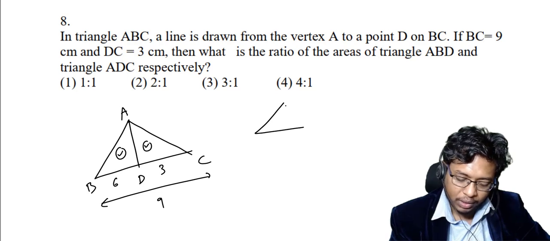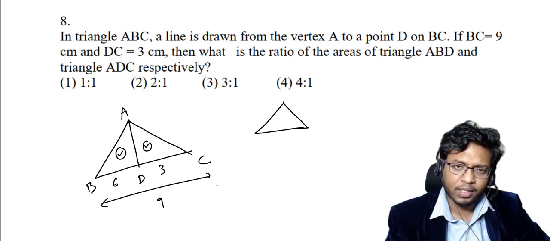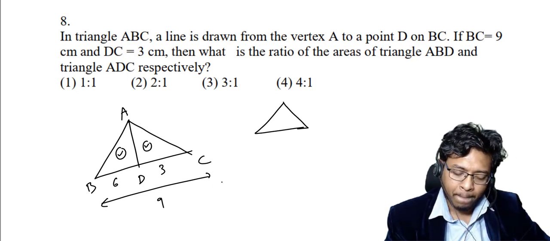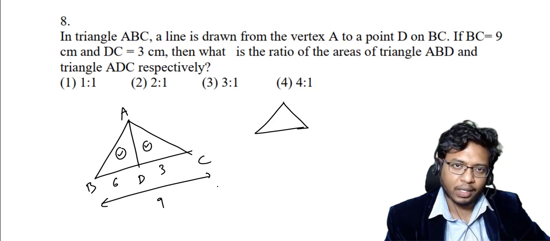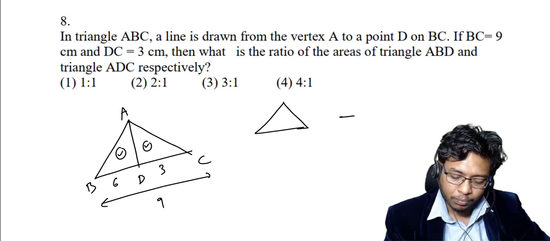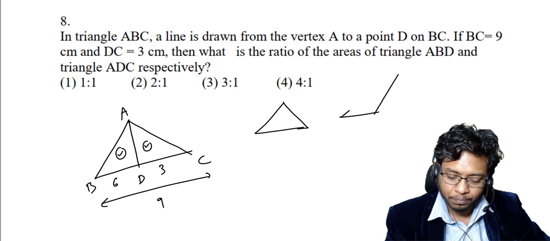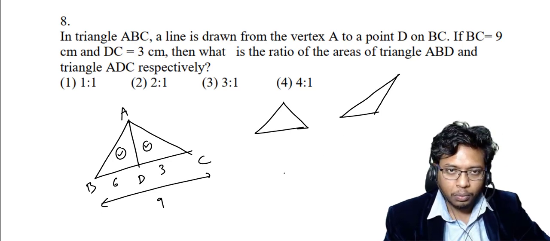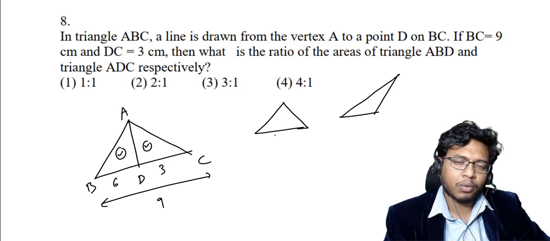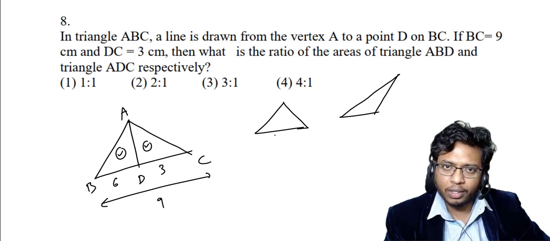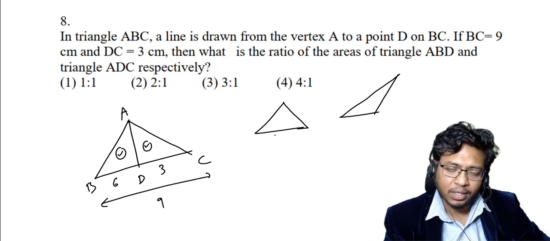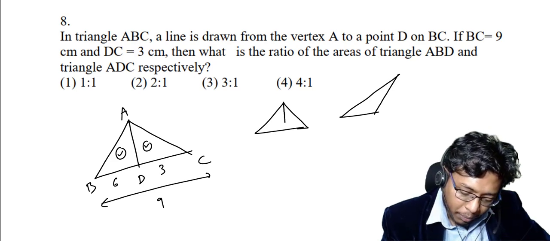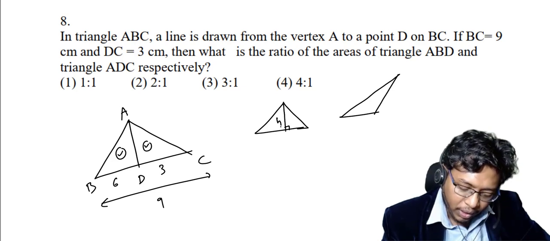Suppose this is an acute angle triangle, right? Now what is this one? This is an obtuse angle triangle. Now what is the height of an acute angle triangle? The height of an acute angle triangle will always lie inside the triangle. That means drop a perpendicular like this, this will be the height.